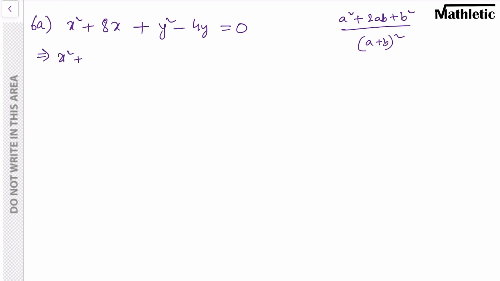So a square 2 into a into b. I'm selecting 4 so that 4 2s are 8. It has to match the first line, right? Next you need the b square. B is 4, so I need the b square, but this is something I have added in extra, so I need to deduct this to keep the balance, and then we will start completing square of the y related term.